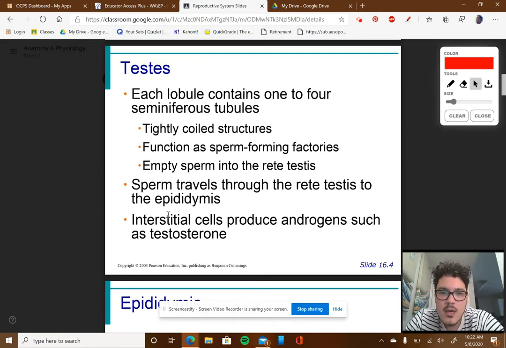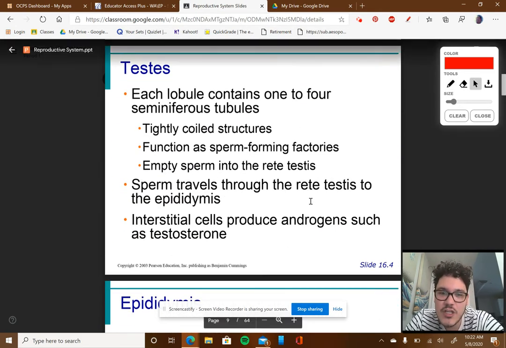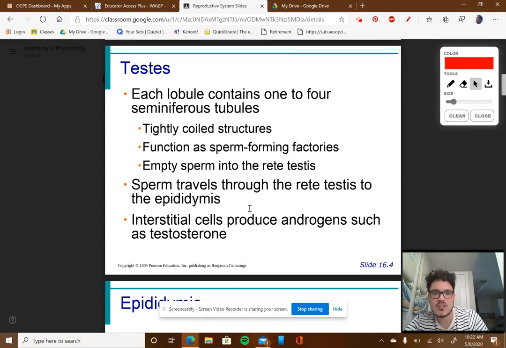All right. Interstitial cells produce androgens such as testosterone. So interstitial, you can break that word down into its components. Inter and then stitial. Remember, stitial was used to describe tissue. So literally, this is just cells found in between tissue.